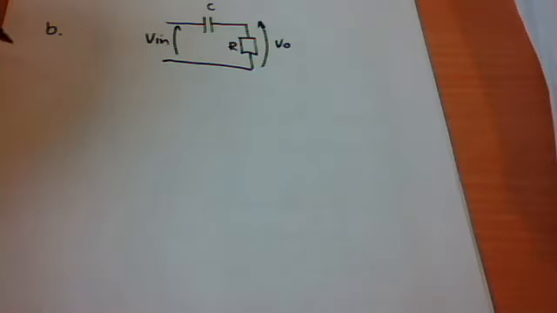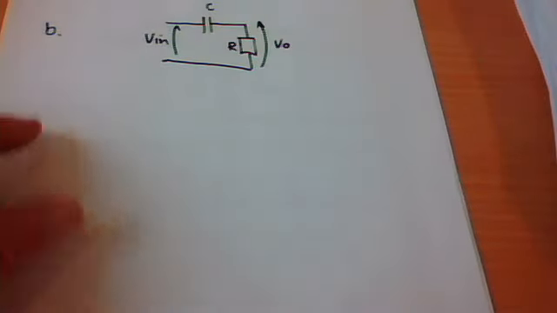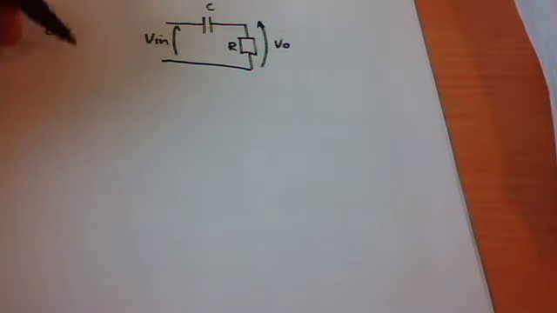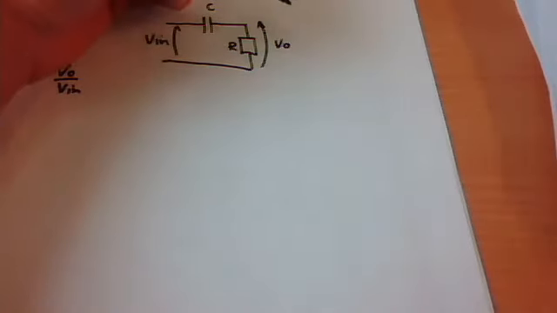Let's look at part B. Okay, so the request here is to have a transfer function in terms of V out over V in. So we want V out over V in. And for this, we're going to make excessive use of Ohm's law.